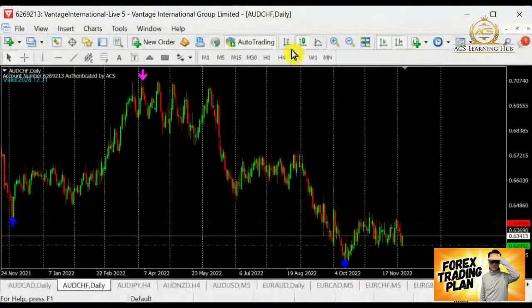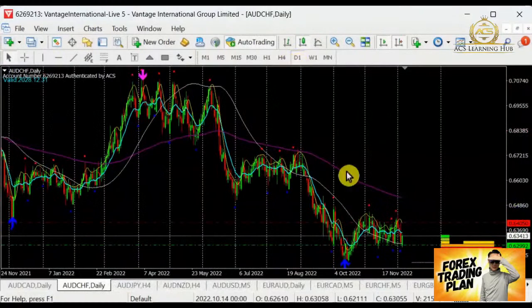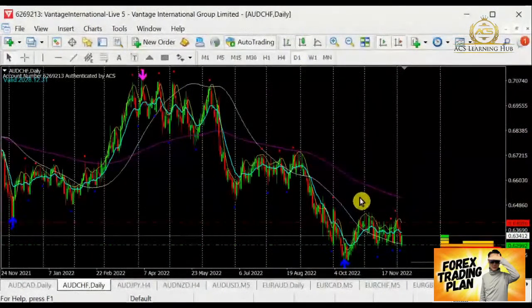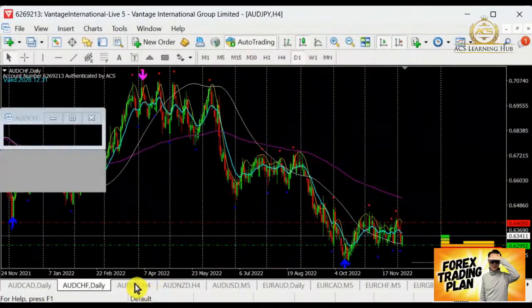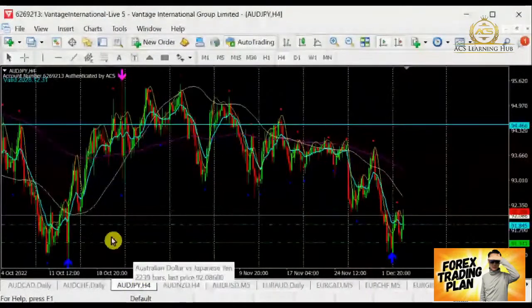Right, for Aussie franc, let's see. Today, Aussie franc is also still in this turbulence area, so tentatively I'm going to stay away from this. So let's see, how about Aussie yen, right?